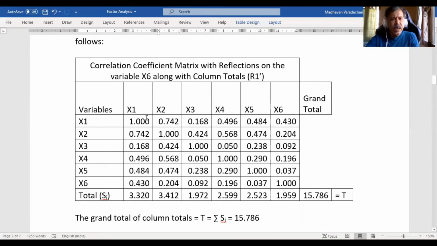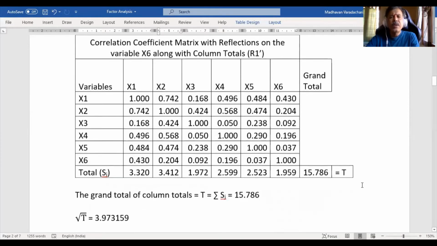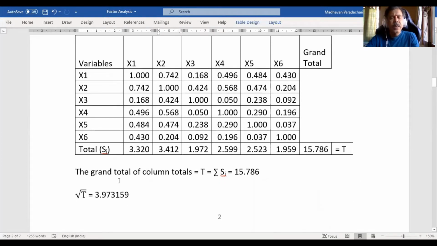Then the next step is to add all these values, column wise totals. So you say sum of column J, means sum of column 1, sum of column 2, sum of column 3, like that. Then the sum of all these column totals will give you the grand total, which we are calling capital T. So the grand total of column totals is capital T, which is nothing but the sum of all these SJs. You get 15.786. The next step is to find the square root of this grand total, which is 3.973159, the square root of 15.786.